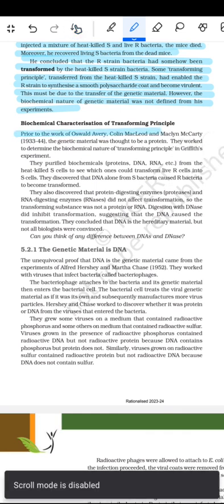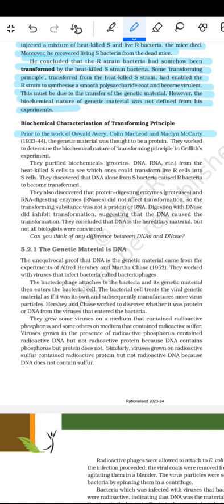तो प्रायर टू द वर्क ऑफ Oswald Avery, Colin MacLeod and Maclyn McCarty, 1933 to 1944, the genetic material was thought to be protein. They worked to determine the biochemical nature of the transforming principle in the Griffith experiment. They purified the biochemicals, protein, DNA, RNA, etc. from the heat-killed S cells to see which one could transform live R cells into S cells. They discovered that DNA alone from these bacteria caused the R bacteria to become transformed.